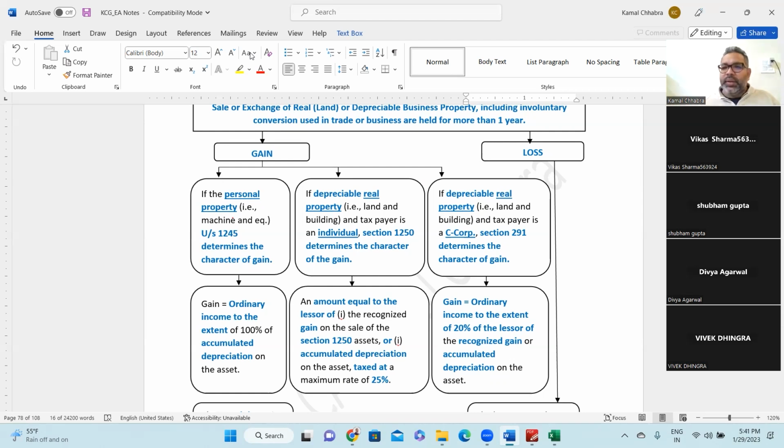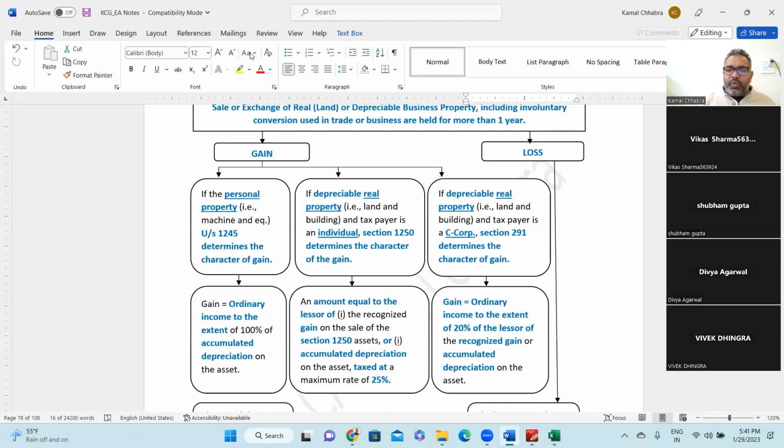If it is real property, then you need to further understand, is it for an individual or is it for a company? If it is for an individual, then you need to go with 1250. If it is for a C corporation, then you need to go with 291. But at the end, if you see, the math is the same. It's only the sections which are different, right?